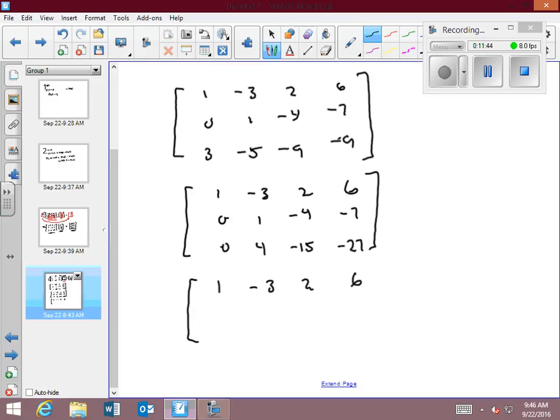Okay, I'm working on the third row, the second column. So I'm multiplying by minus 4. Zero multiplied by minus 4 is 0, 16 minus 4 is 28, and that's 1.